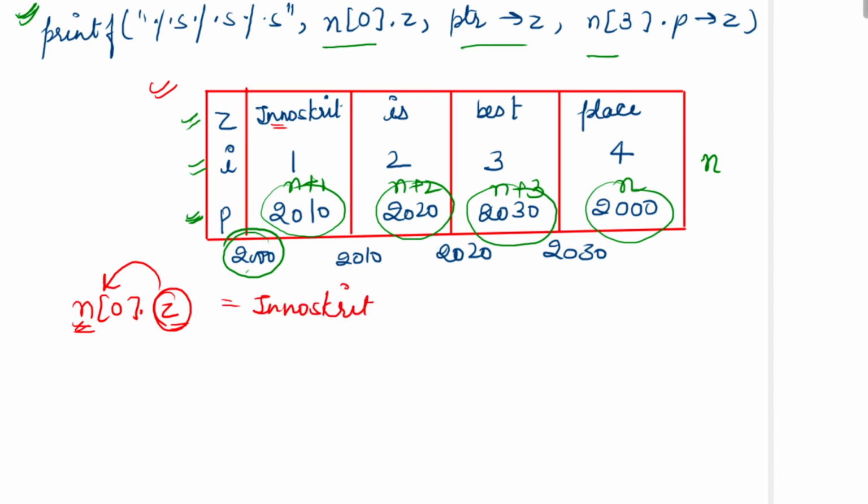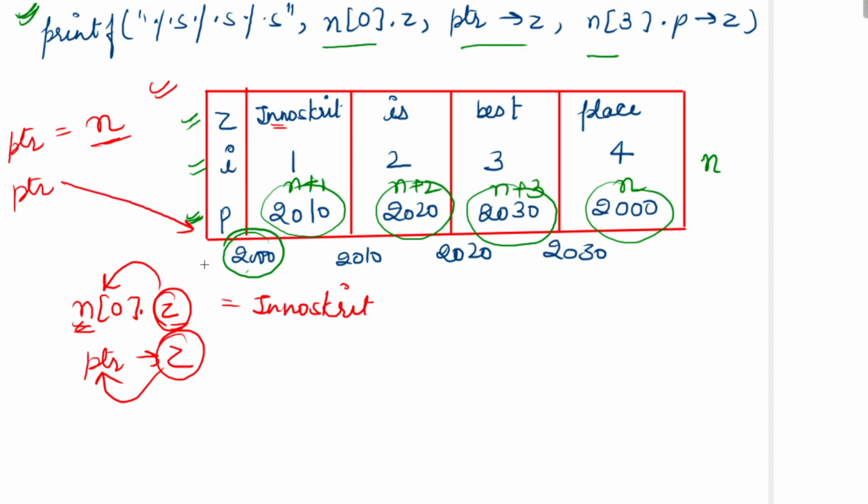Second says ptr z. So it is basically saying print the z string at the location ptr, and ptr was equal to n, and n is basically the base address, so ptr is also pointing to this base address. Now it is saying print the z string at ptr location. So at 2000 the z string is InnoScript, so it will again print InnoScript.